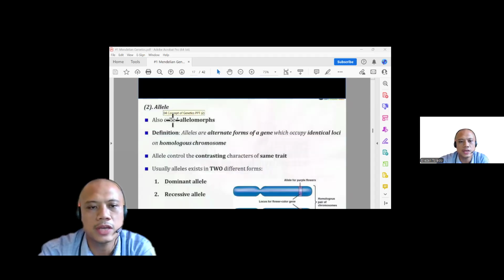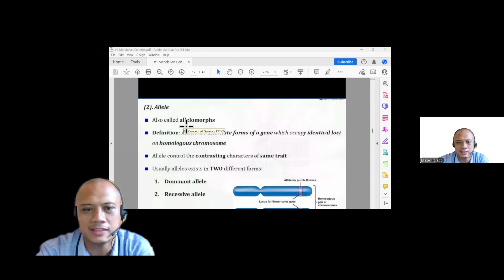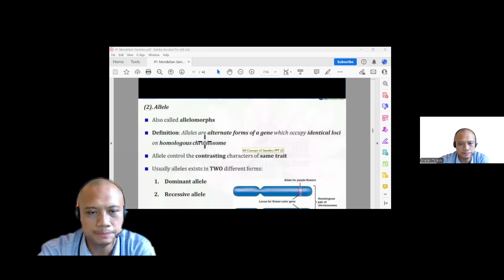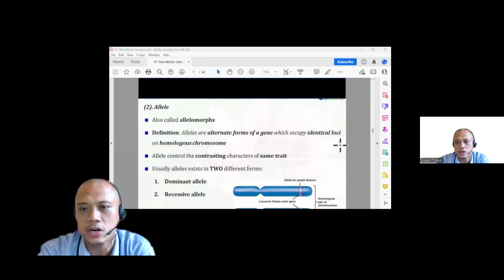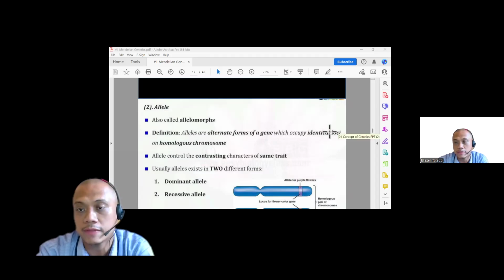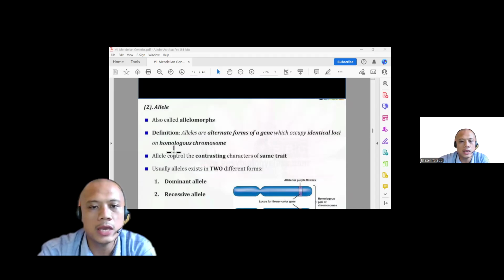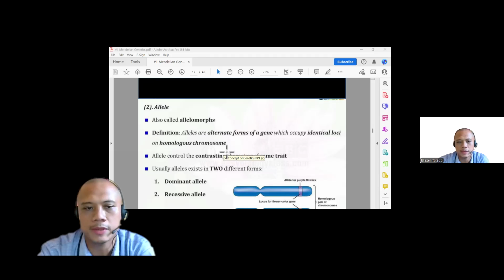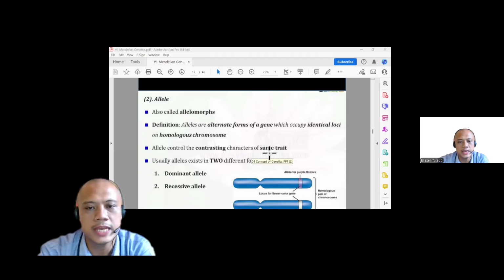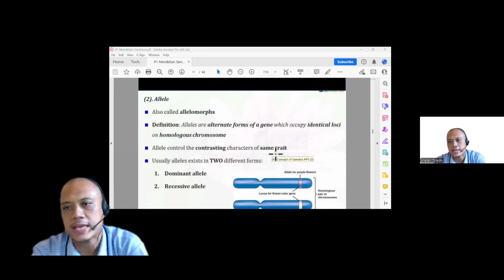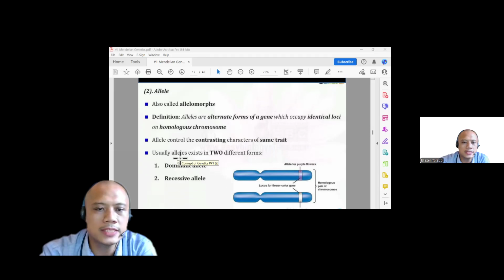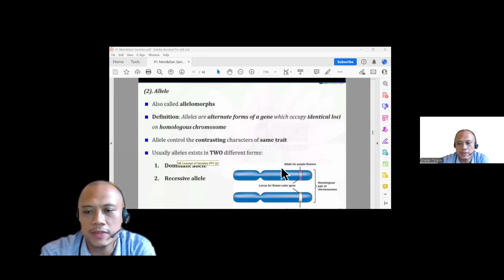Continue. Allele, or you can also call it allelomorphs. I would just commonly call it allele or alleles. The definition: alleles are alternate forms of a gene which occupy identical loci. Loci, we discovered already, is the location of that gene, on a homologous chromosome. Homologous, they're similar. Alleles control the contrasting characteristics of the same trait. As we mentioned, usually alleles exist in two different forms. Now this is clear.